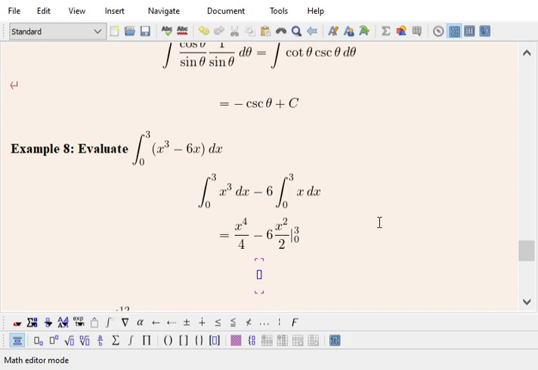Okay. So let's see. If we plug in 3, what do we get? Well, all right. At this point, it's just rote computation, so there's really not much to say. 6 divided by 2 is 3. 3 squared over 2. So that's one big chunk.